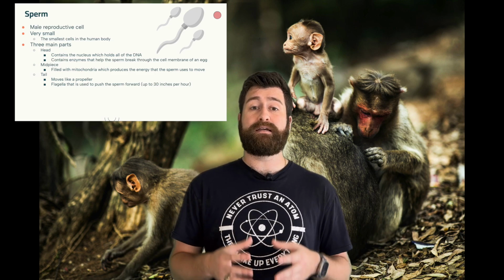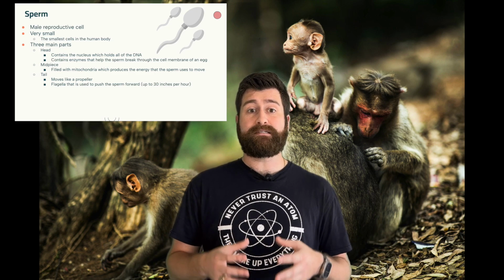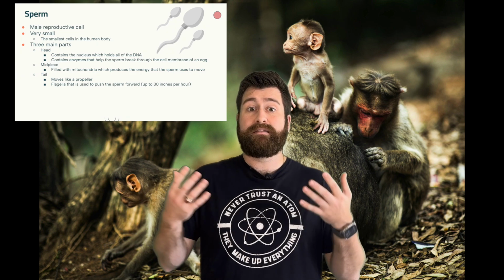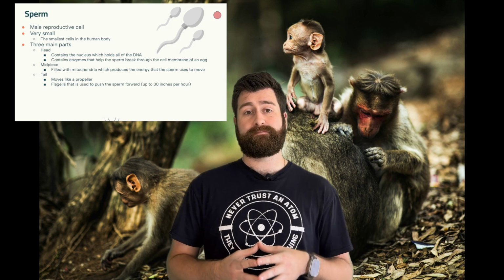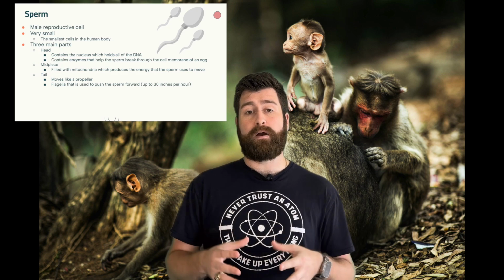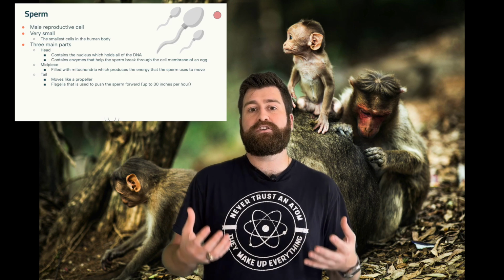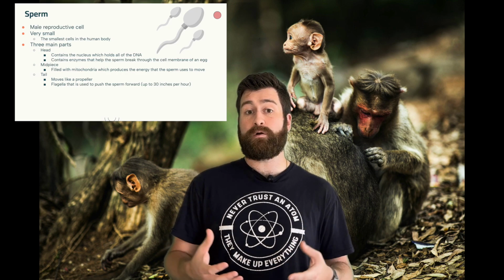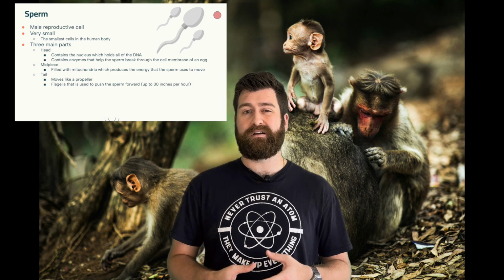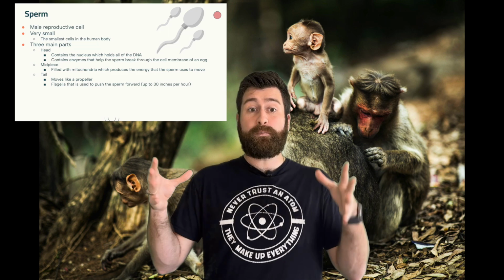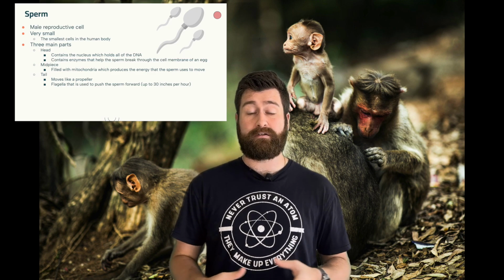The second part is the midpiece. The midpiece is filled with mitochondria, which produce the energy, using the sugar, that the sperm uses to move. The third part is the tail, which moves kind of like a propeller. It's called a flagellum, and it's used to push the sperm forward at a speed of up to 30 inches per hour, which might seem very slow, but proportionally, it's super fast given how small they are.